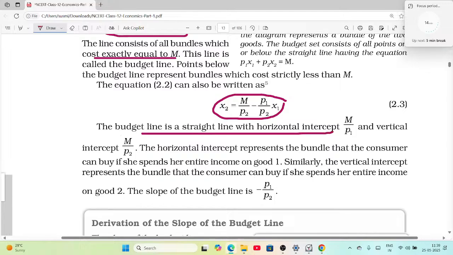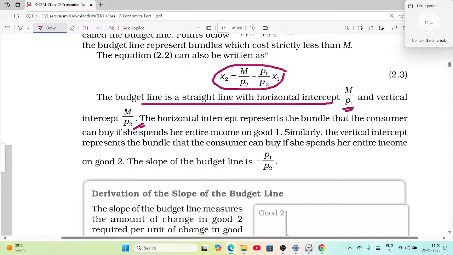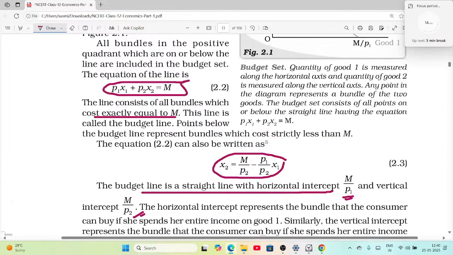The budget line has a horizontal intercept of M by P1 and a vertical intercept of M by P2. The slope of the budget line is minus P1 by P2. This is important, okay? Minus P1 by P2.